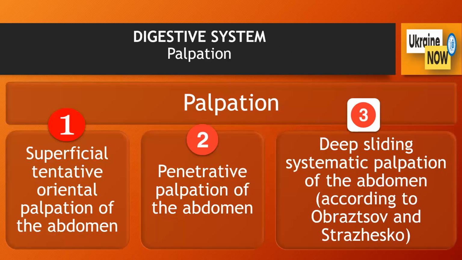Next physical method is palpation of the abdomen. It is the main method of physical examination of the abdominal organs. So here we have superficial, penetrative, and deep sliding systemic palpation of the abdomen.